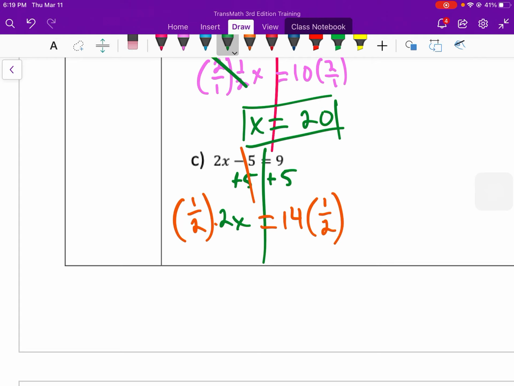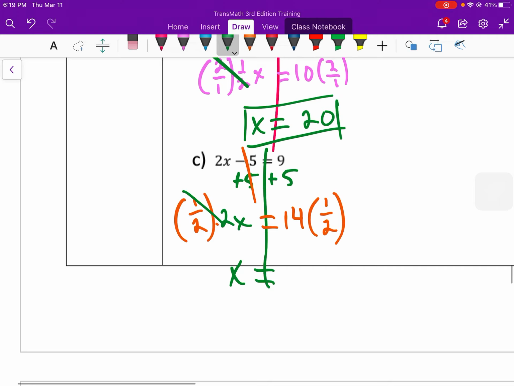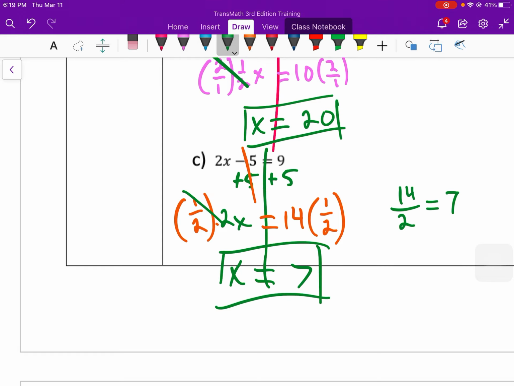So when we multiply by a half, these are inverses. All we're left with is x equals 14 times 1/2, which would be the same as 14 divided by 2. And 14 divided by 2 is 7. Or you could see that 14 times 1/2 will be 14 over 2, which is also 7. So that's how you can use inverses to solve these equations.